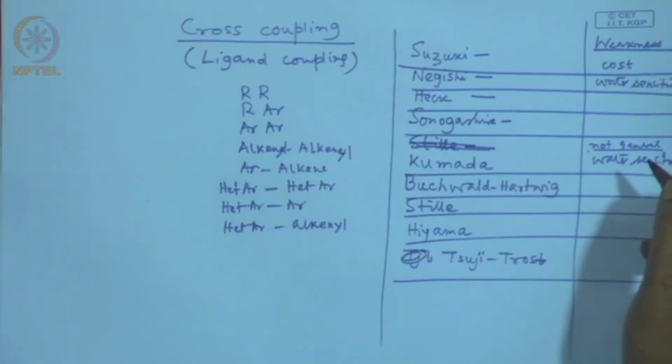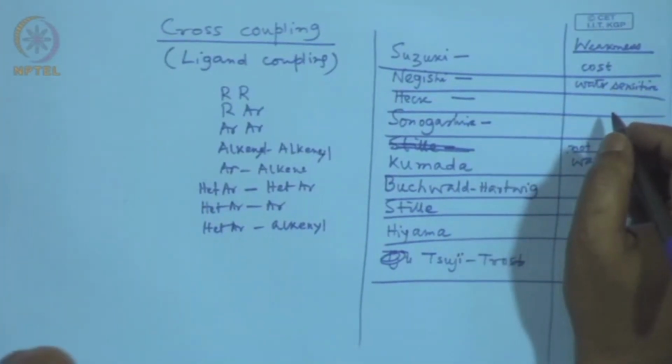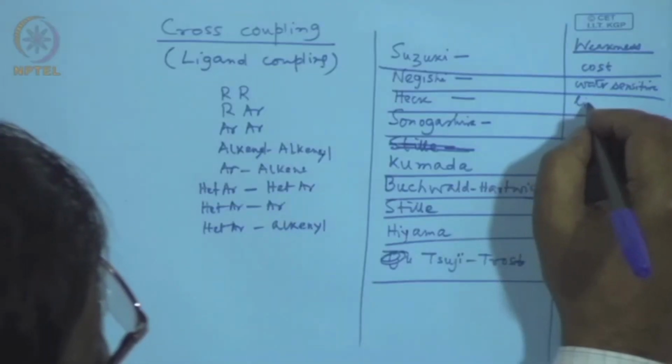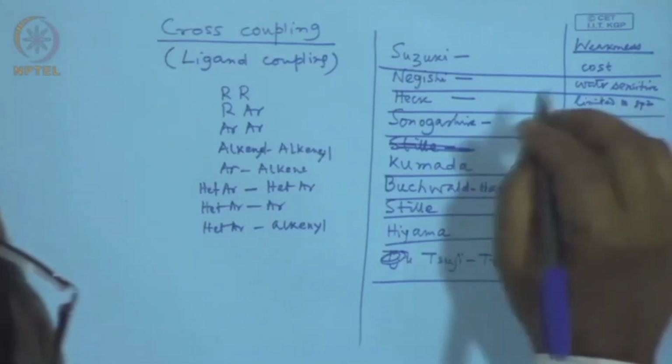What are the weaknesses of the Heck coupling? Heck coupling involves sp2 and sp2, right? No sp3 coupling can be done, right? So, that means the scope is limited, limited to sp2 carbons.